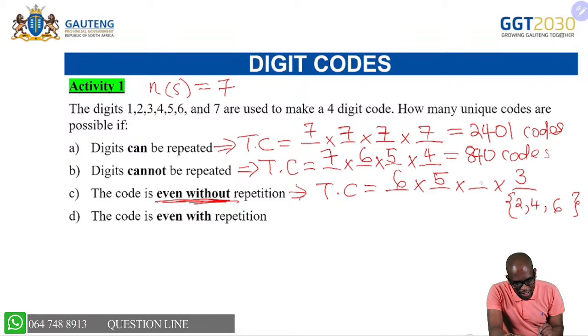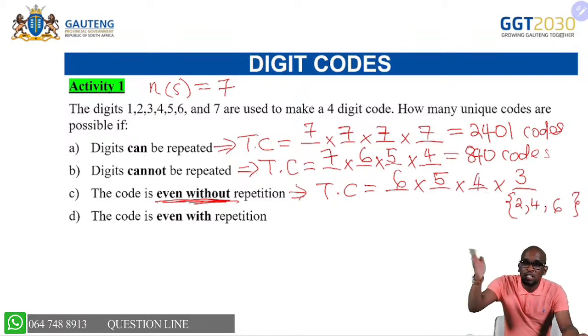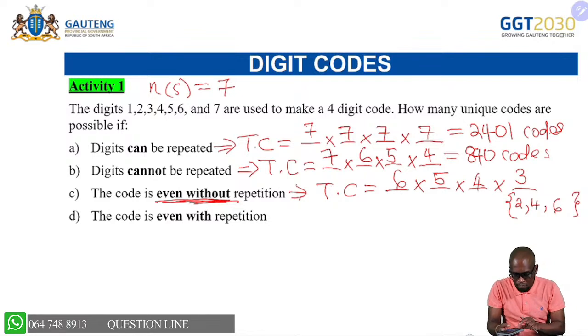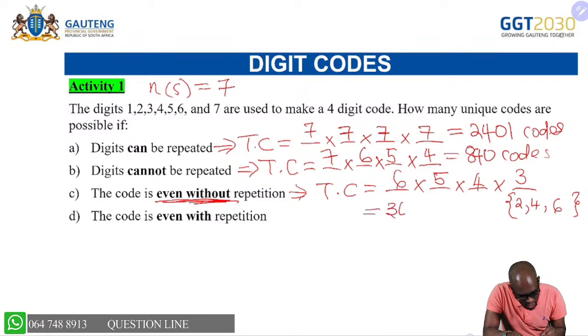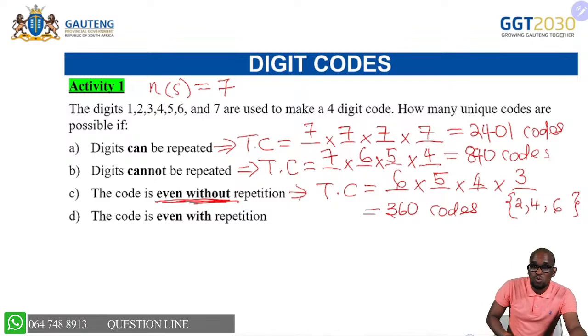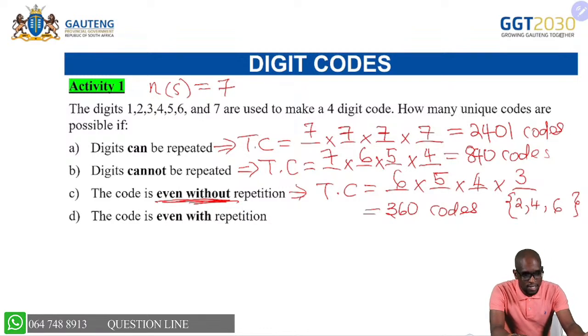Now to fill in the third and last position in this case, I'm going to have 4 options because I've already used 3 options. So if I put that on my calculator, I get that the number of codes becomes 360. So if I want even codes, then those codes would be given by 360. Right, let's work with the last one.